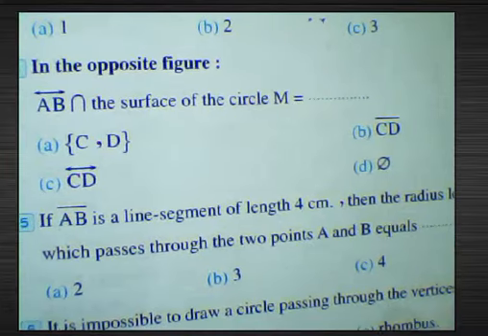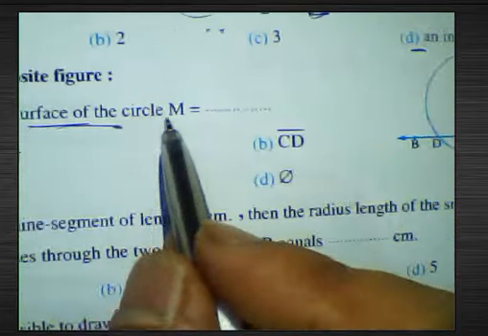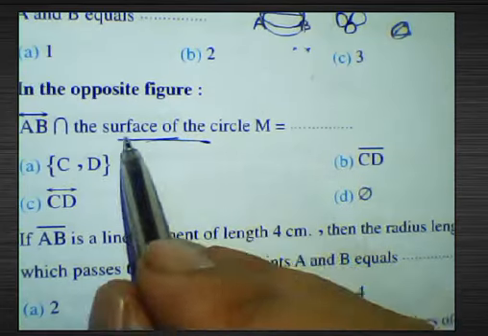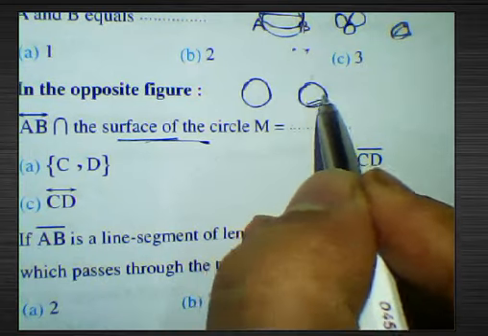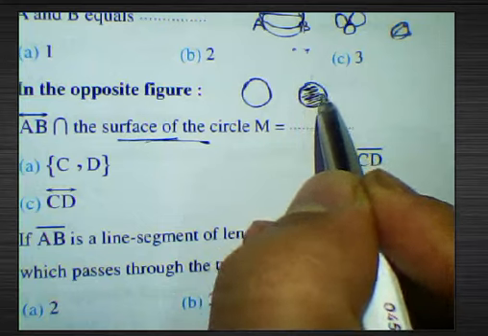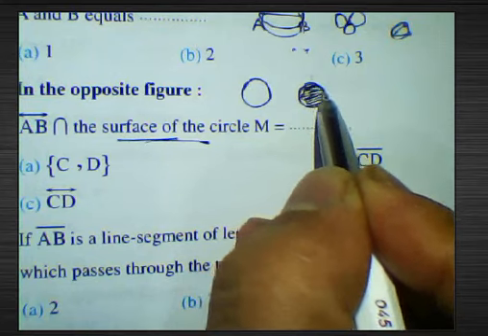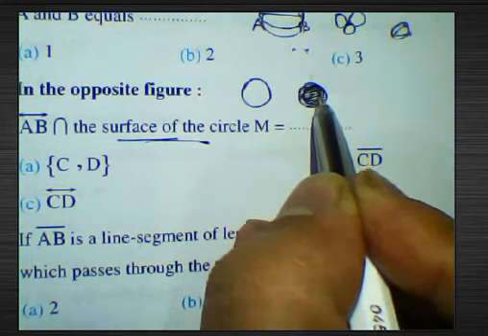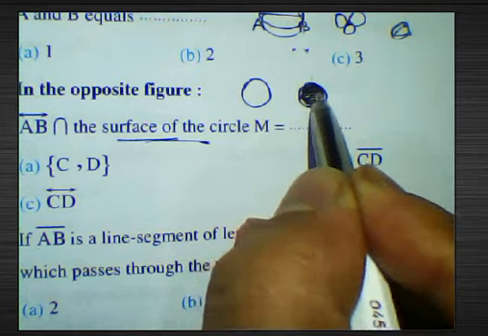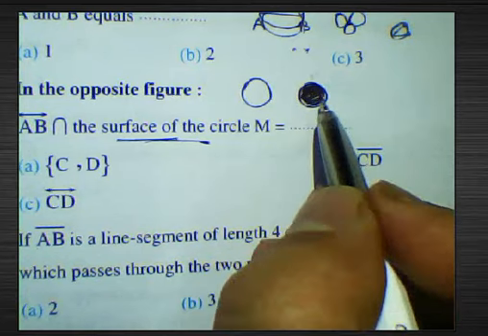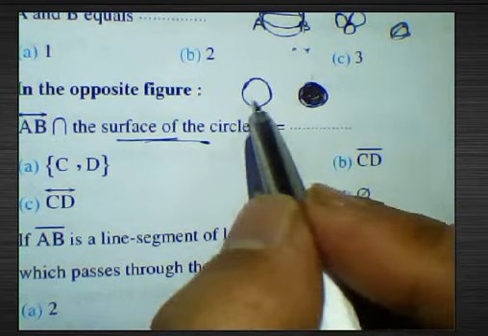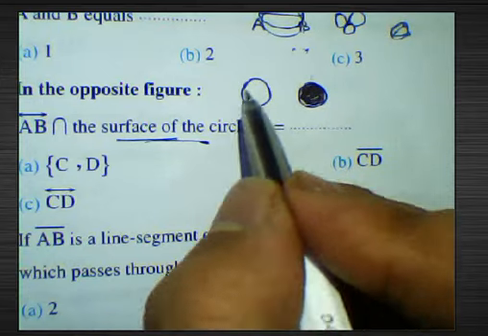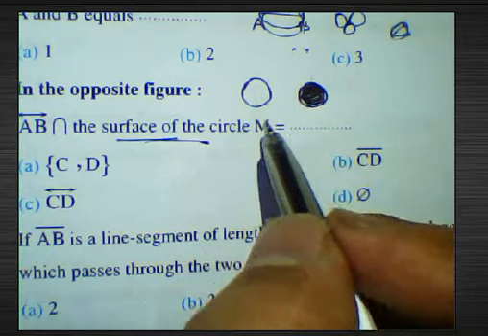Question number 4 is the figure. If EB cuts the surface of circle M, what's the meaning of the circle? And what's the meaning of the surface of the circle? We have a difference between the circle and the surface of the circle. The surface of the circle means all points inside the circle and all the points on the curve. But the circle means the curve of the circle, the points lying on the curve only.